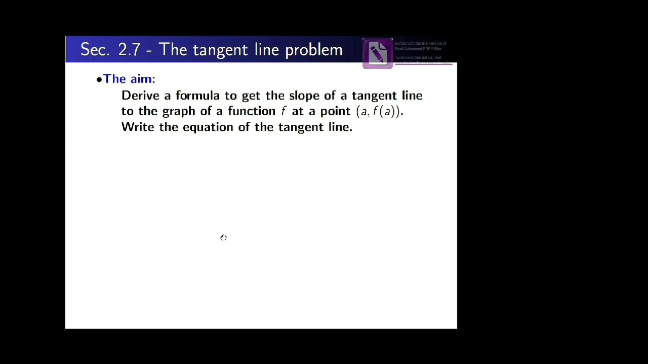Section 2.7, The Tangent Line Problem. The aim of this section is to derive a formula to get the slope of the tangent line to the graph of a function f at a point (a, f(a)), and to write the equation of the tangent line.